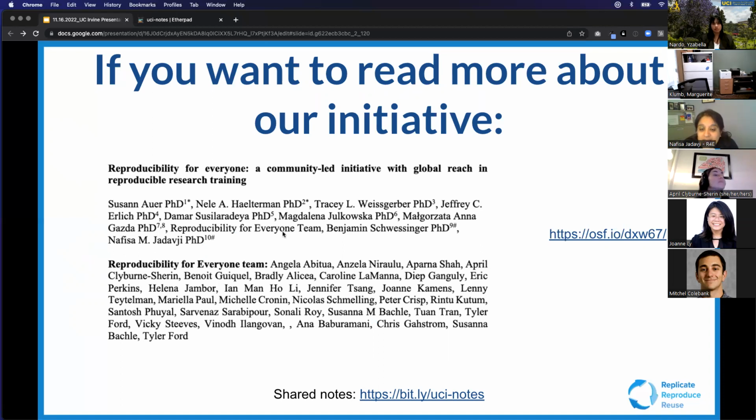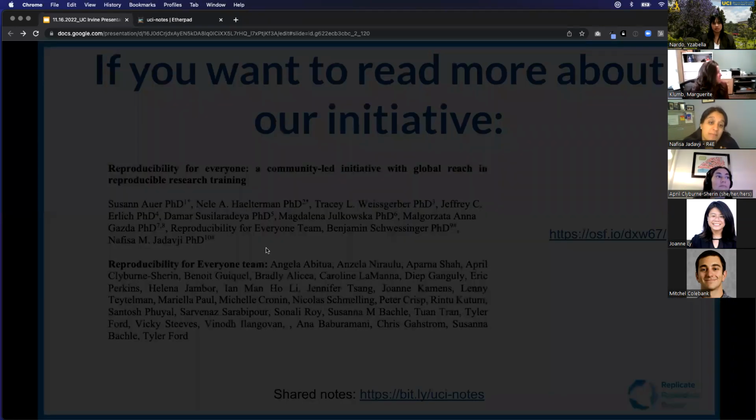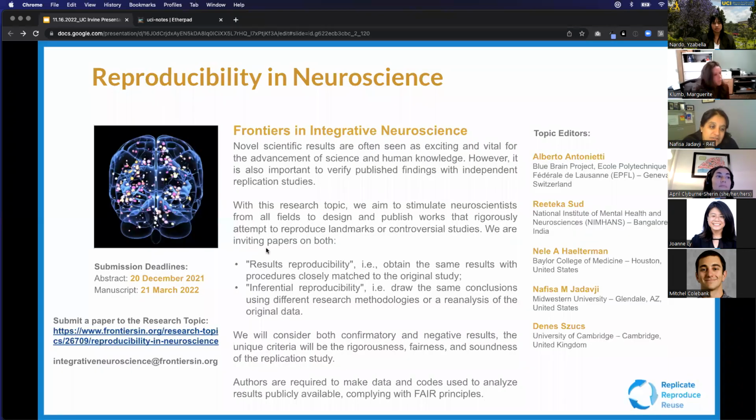There are some initiatives that we're a part of in terms of reproducibility. A couple of our members are part of a reproducibility in neuroscience special topic in Frontiers in Integrative Neuroscience. So we're accepting manuscripts. I believe our deadline has been extended into early next year, 2023. If you're interested in that, there's a little blurb about it.